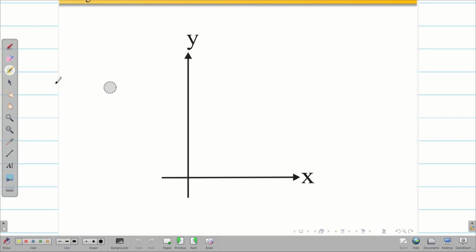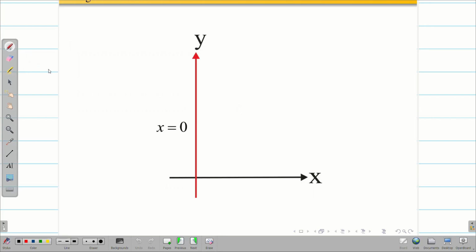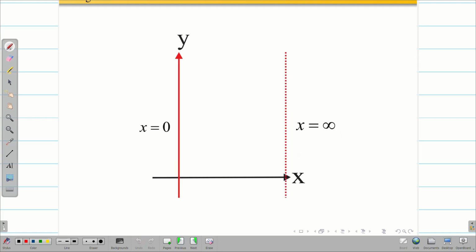So let us consider the axes. We know x equal to 0 is my y-axis, and we cannot draw infinity in a given region. So for infinity, instead of a straight line, I am going to make a dotted line and I will mention this as the line x equal to infinity. Next we have the line y equal to 0. Similarly for y equal to infinity, I make a dotted horizontal line and mention it as y equal to infinity.